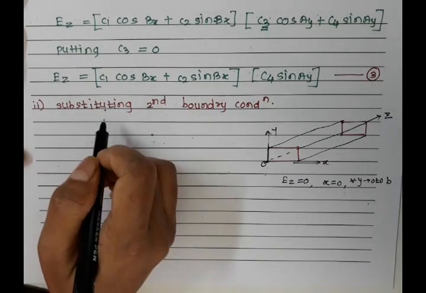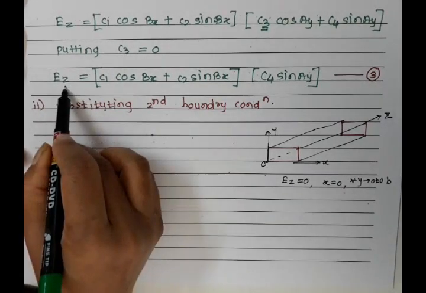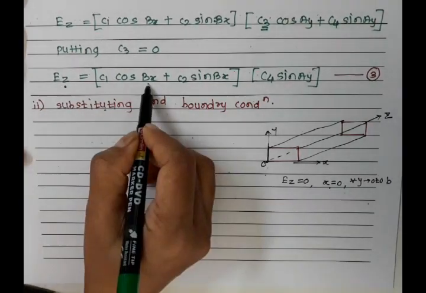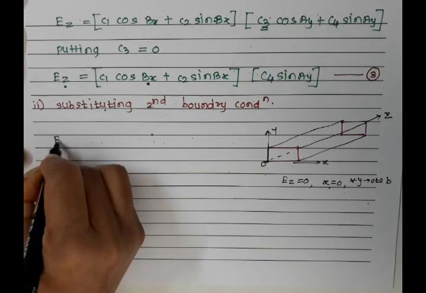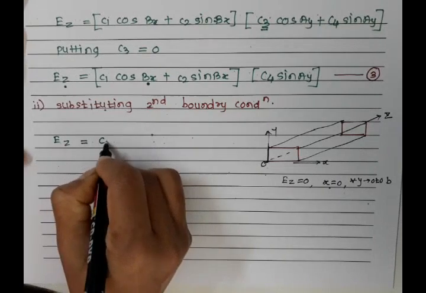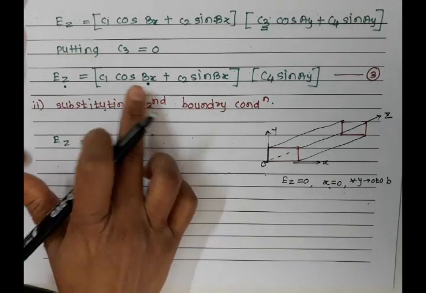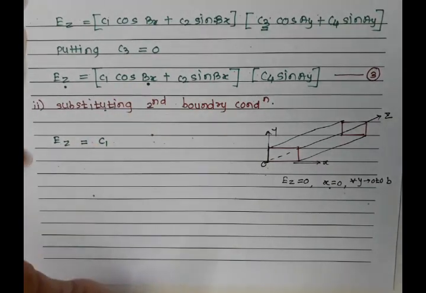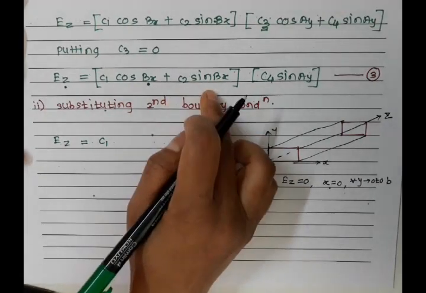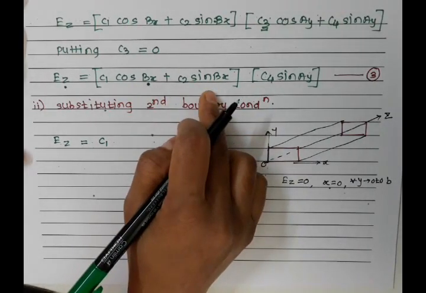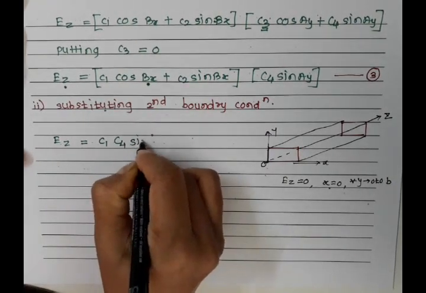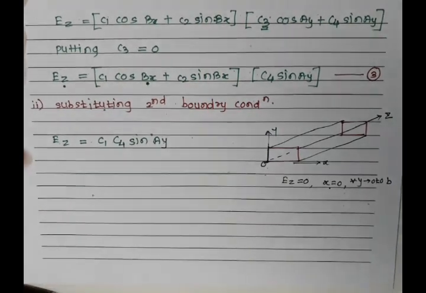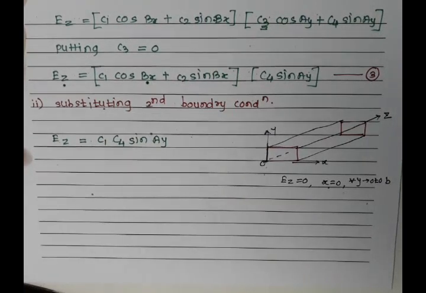Applying the first boundary condition, Ez is equal to 0, so I can say x is equal to 0. This term will become Ez is equal to c1, as x is 0, so cos of 0 will be 1. And if this is 0, this complete term will become 0. So I can write c1 c4 sin of ay. This is after applying the second boundary condition.